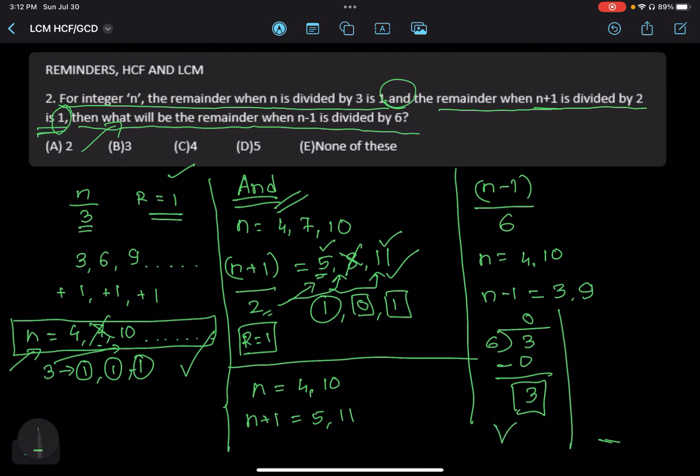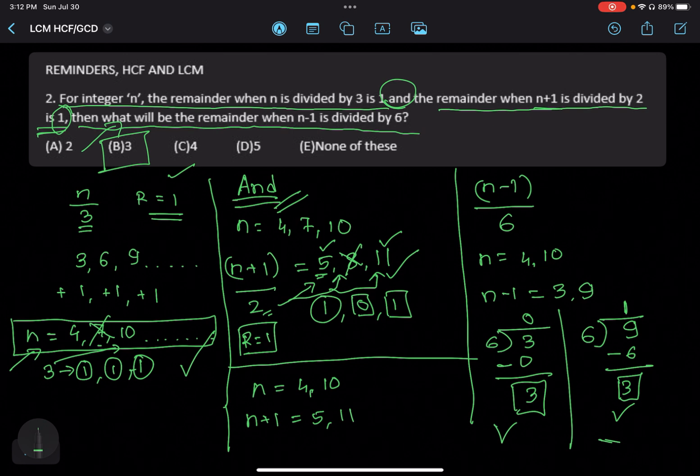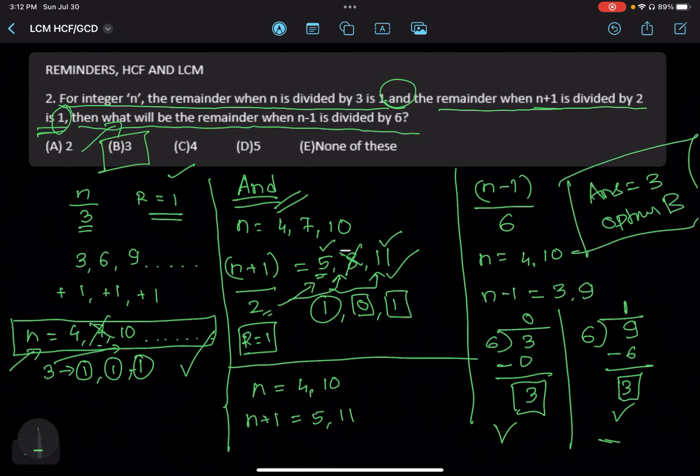For the second number, which is 9, when divided by 6, 6 ones are 6, and 9 minus 6 is 3. So from our options, we can see the option B, which is present as remainder 3. So our answer is 3, option B.